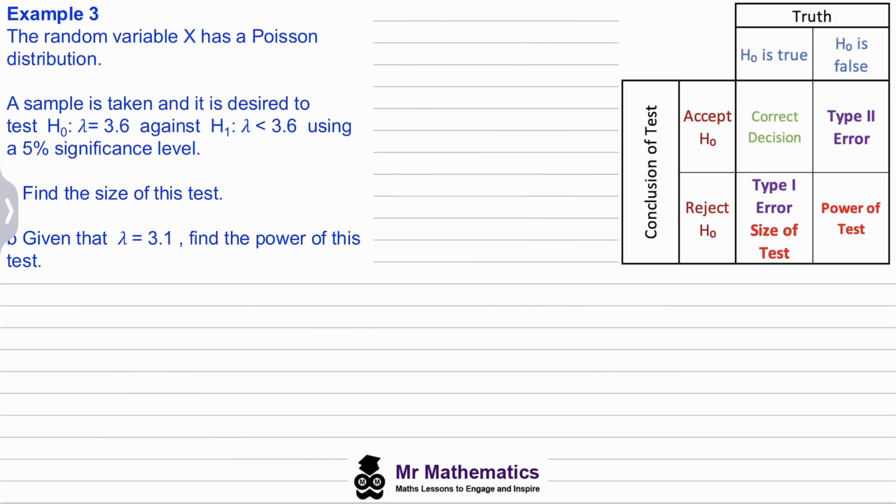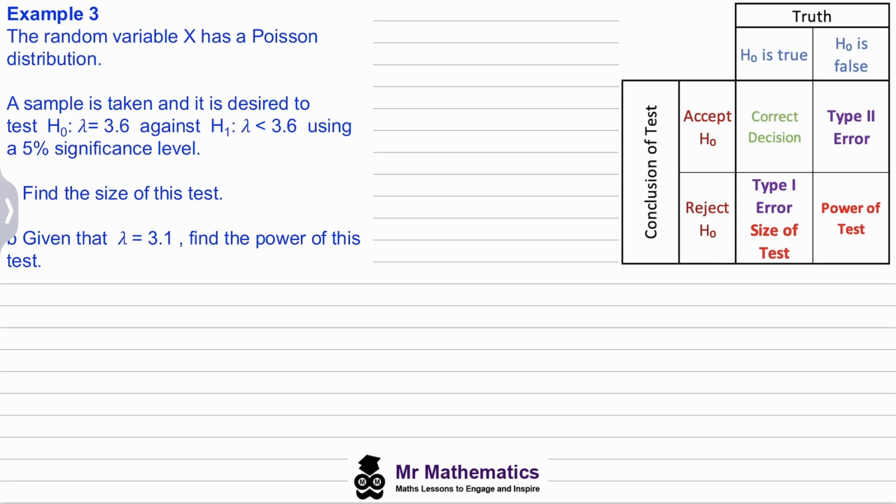Okay? Let's have a look at a Poisson distribution. So now we're given the random variable X as a Poisson distribution. We're testing the null hypothesis that lambda is 3.6, against the alternative that lambda is less than 3.6. We need to find the size and we need to find the power given this new value of lambda. So perhaps you want to give this question a go yourself. You can pause the video and come back when you're ready.